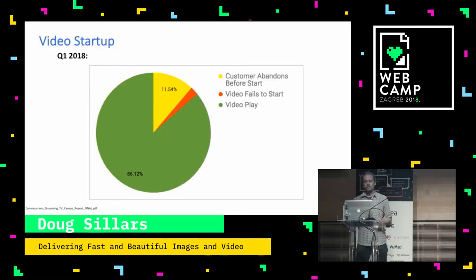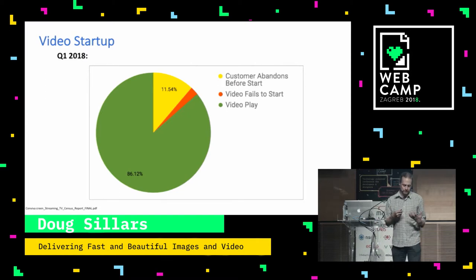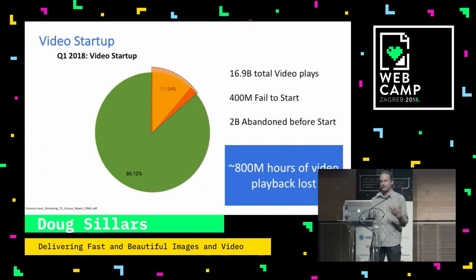So what can we do to ensure that video looks great? This is data from earlier this year, from Conviva, who do analytics on video delivery. They found that 2% of videos fail to start when people press play. So why do they fail to start? We'll talk about that in a second. They also found that 11% of customers abandon the video before it starts playing. These are things we can optimize to make the experience a lot better. All in all, they're saying 2.4 billion video plays failed in Q1 of this year, which is about 800 million hours of video playback that were lost.